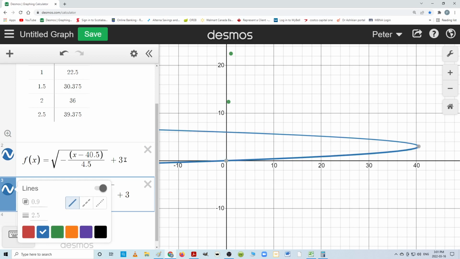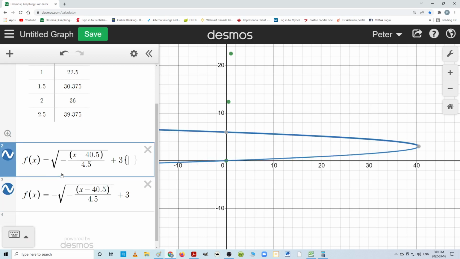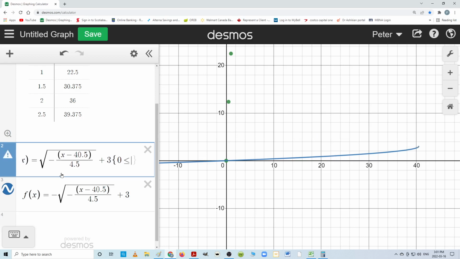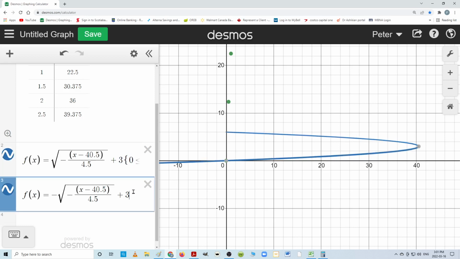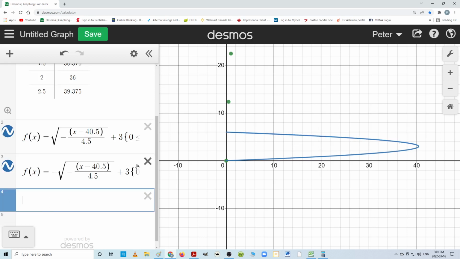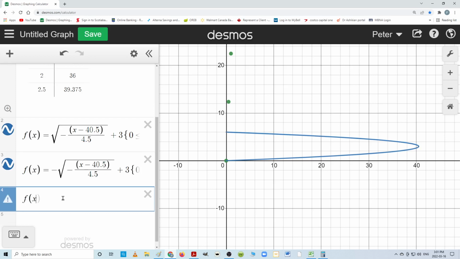We can see the domain. I've got to put the domain restriction on there the whole time. And actually, I think because it's sideways, I can do it. And I've got to put it on both, I believe. So that it's staying above 0 and below 40.5 for x, and 0 to 6 for y. So you can see the inverse is not a parabola. It's not a function, rather.